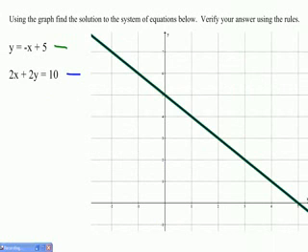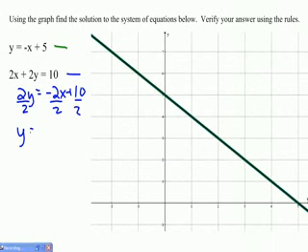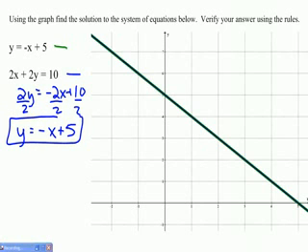And how can I verify that? Well, if they're the same line on the graph, I should be able to show that they're the same line with the equations. So if I solve for y, I get y equals negative x plus 5. So in fact, they were the same equation. So infinitely many answers.